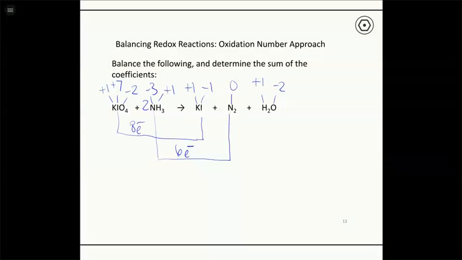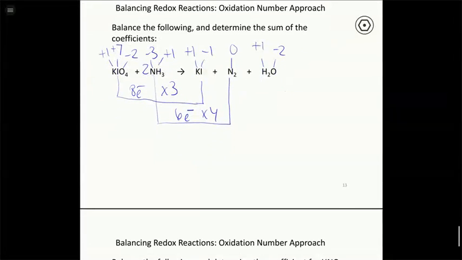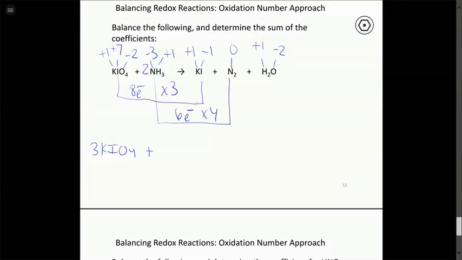So if we triple this one and we quadruple this one, they're both going to be 24 electron processes, and that's the smallest number of electrons we can use to balance this out. So 8 electrons for this one, 6 for this one, we triple it to get 24, we quadruple that to get 24 also. So that means we need to adjust the coefficients accordingly. The coefficients for KIO4 and KI need to be tripled, so we're going to have 3 KIO4. The coefficients for the nitrogen-containing species have to be multiplied by 4. So we started with a 2 in front of NH3, so that has to be quadrupled to give us 8.